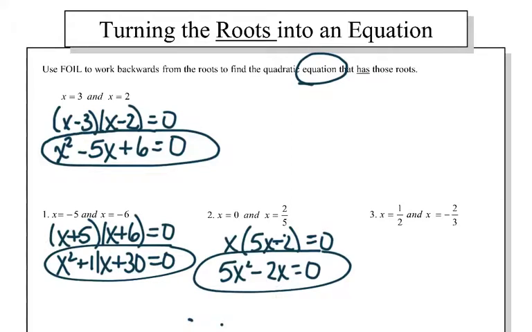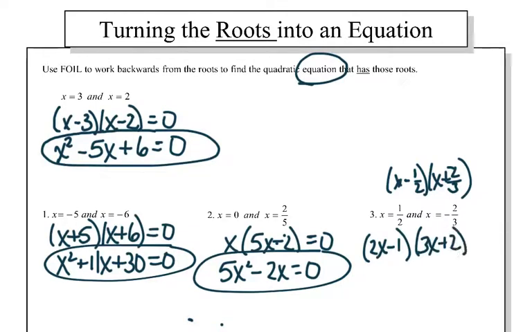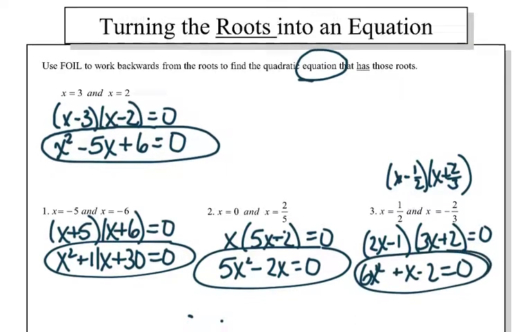When it's got fractions, you could do this one of two ways. You could say that the factors are x minus a half and x plus 2/3 and FOIL that, but most people would rather not have the fractions. So the safer bet that most people take is to go back to 2x minus 1 and 3x plus 2. This is going to be 6x squared, and then just doing that in my head, plus x minus 2 when I FOIL that back together.